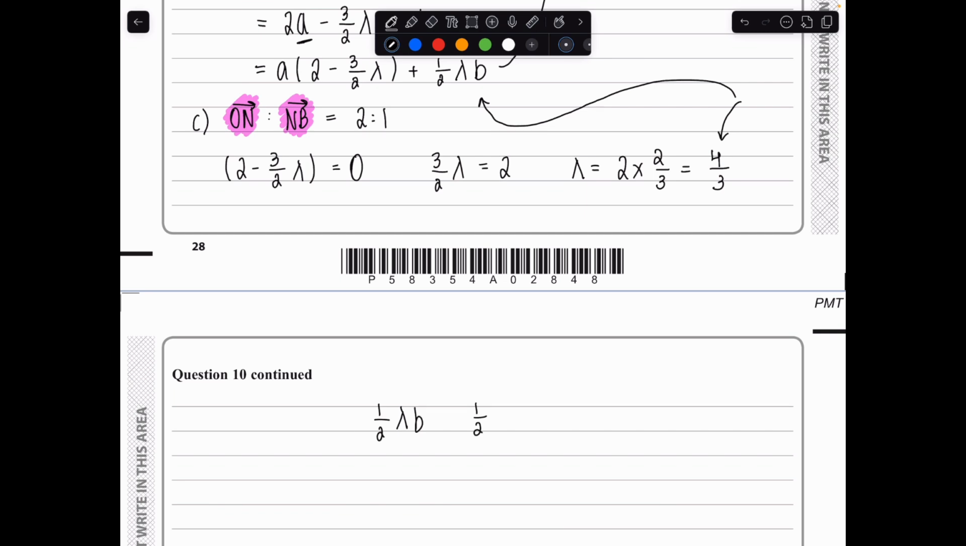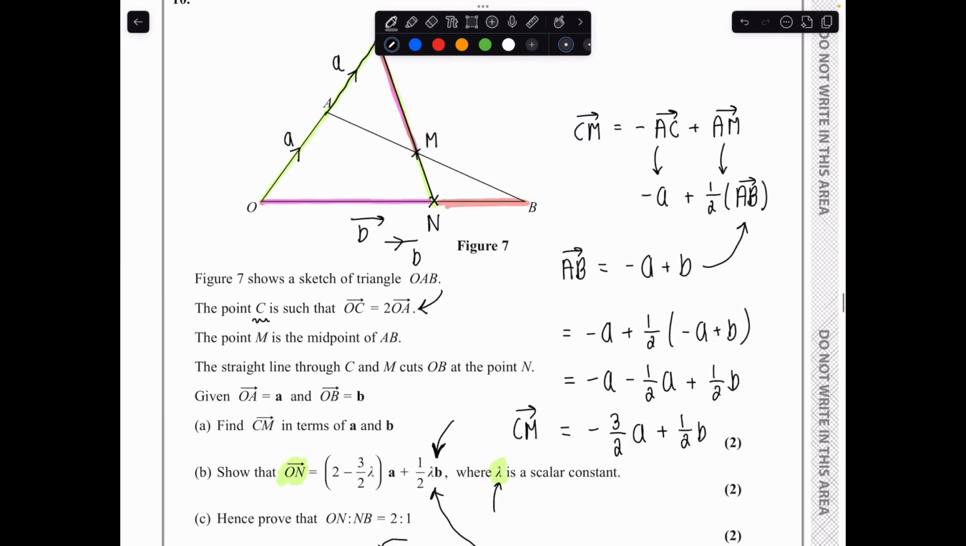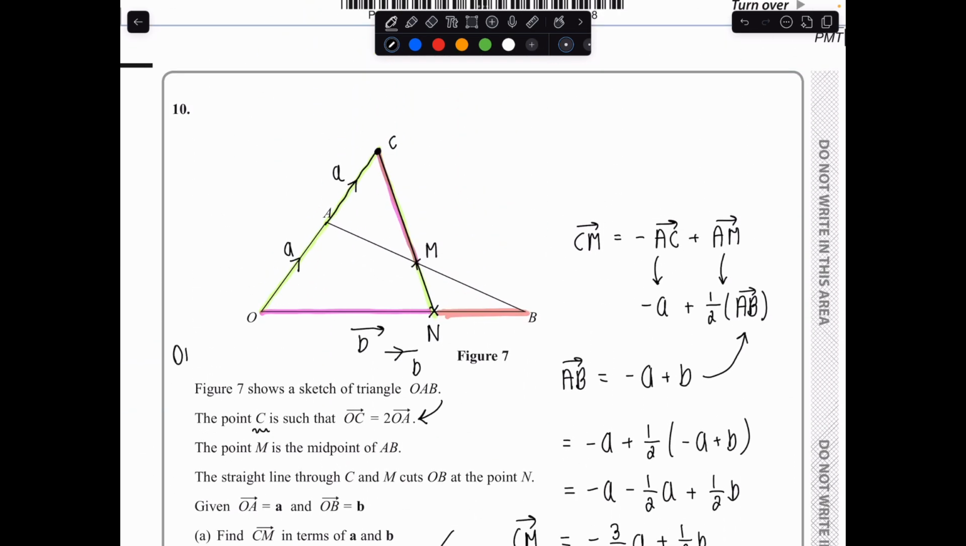So that would be a half lot of our scalar constant, B. So we would have a half multiplied by 4 over 3 lots of B, and that is equal to 4 over 6 lots of B, which is the same as 2 over 3 lots of B. So in that case, what we now know is ON is equal to 2 over 3 lots of B. But remember here, to go from O to B, that's just one lot of B.